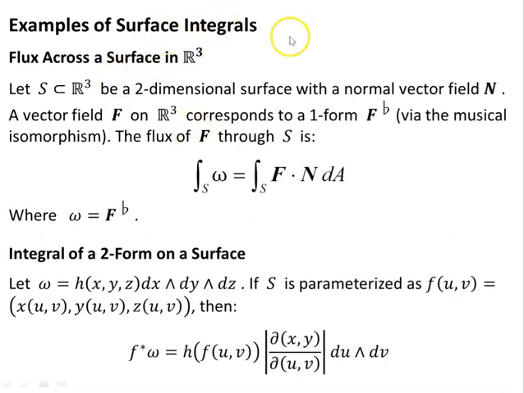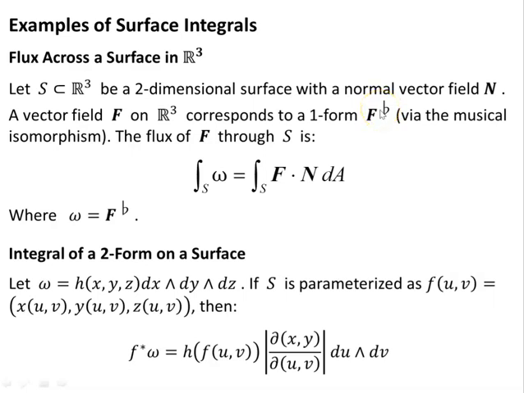Okay, now examples of surface integrals. Just a quick revision, just a quick reminder. So flux across the surface. I mean, what do we use all these forms for? Remember, the gradient is a one-form. Remember, we talked about in other videos flux across surfaces. All right, so let the submanifold S contained in R^3, for argument's sake, be a two-dimensional surface with a normal vector field N. Okay, a vector field F on R^3 corresponds to a one-form F flat.